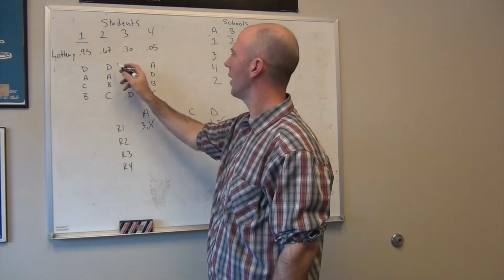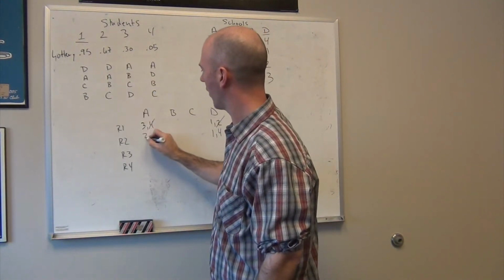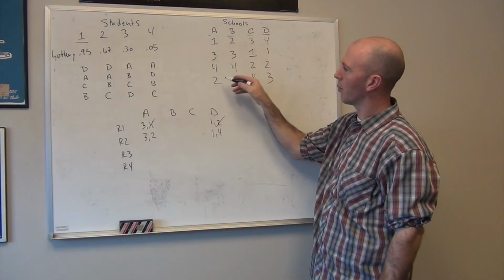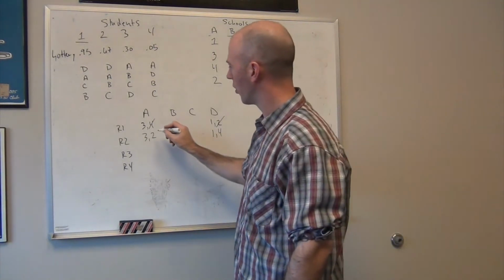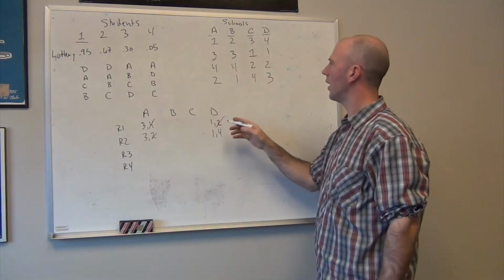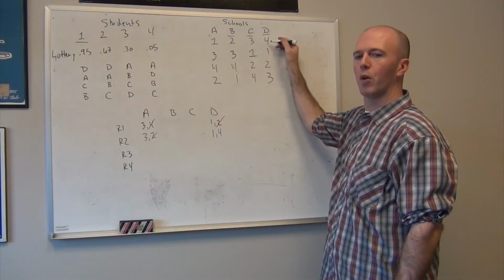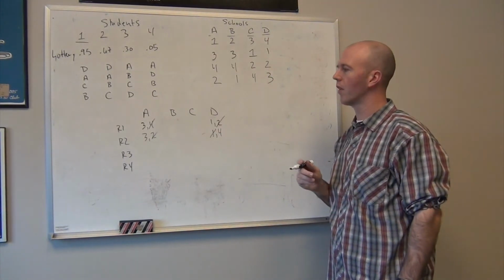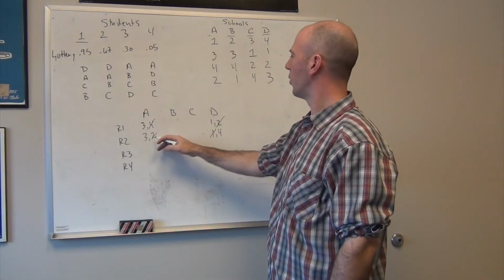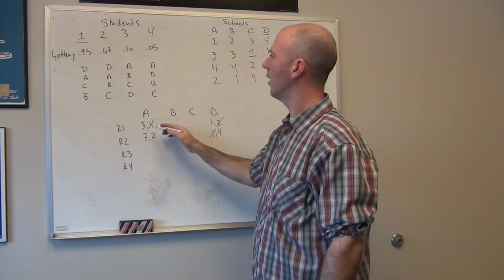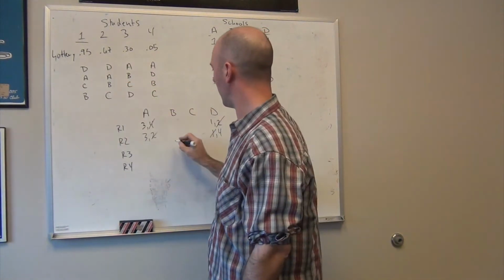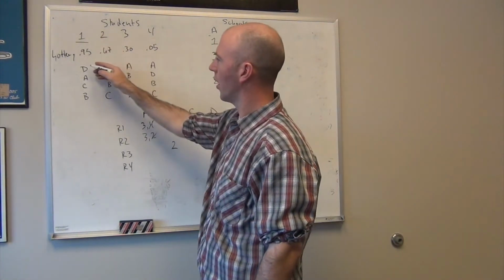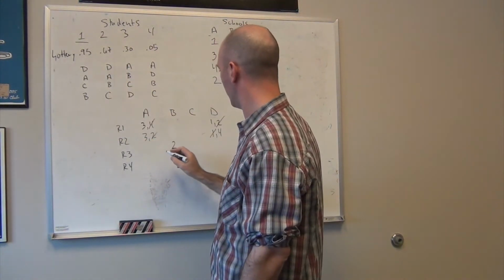2, which is rejected by D, now applies to A. And so A has 2 applications, 3 and 2. So A looks, and 3 is higher priority than 2, and so that means A is going to reject 2. D considers, well, 4 is the highest priority at D, 1 is lower priority, so D is going to reject 1 and hold on to 4. Okay? So 2 has been rejected first by D, next by A. So 2 applies to its next favorite school, which is B. 1 has been rejected by D, which was its top choice, so it applies to its next favorite choice, which is A.